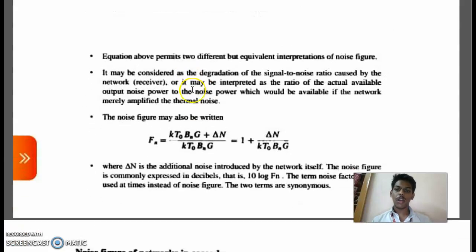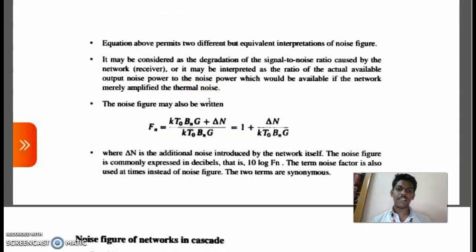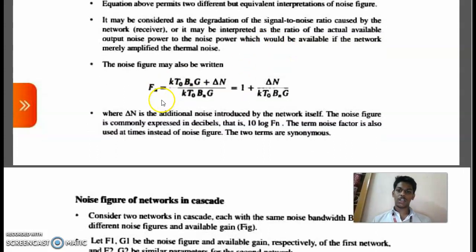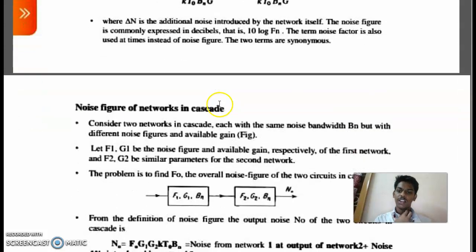The equation above permits two different but equivalent interpretations of noise figure. It may be considered as a degradation of signal to noise ratio caused by the network, or it may be interpreted as the ratio of the actual available output noise power to the noise power which would be available if the network merely amplified the thermal noise. The noise figure Fn is equal to K T naught Bn G plus delta n by K T naught Bn into G, which is written as 1 plus delta n by K T naught Bn into G, where delta n is the additional noise introduced by the network itself.